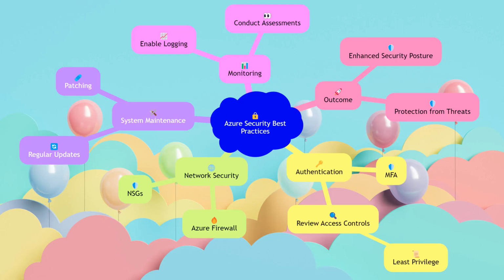Implementing security best practices is essential for protecting your Azure environment. Some key practices include using strong authentication methods, such as MFA, and regularly reviewing access controls to ensure they align with the principle of least privilege. Organizations should also implement network security measures, such as Azure Firewall and Network Security Groups, NSGs, to control and monitor traffic. Regularly updating and patching systems, enabling logging and monitoring, and conducting security assessments are also crucial. By following these best practices, organizations can enhance their security posture and protect their Azure resources from potential threats.